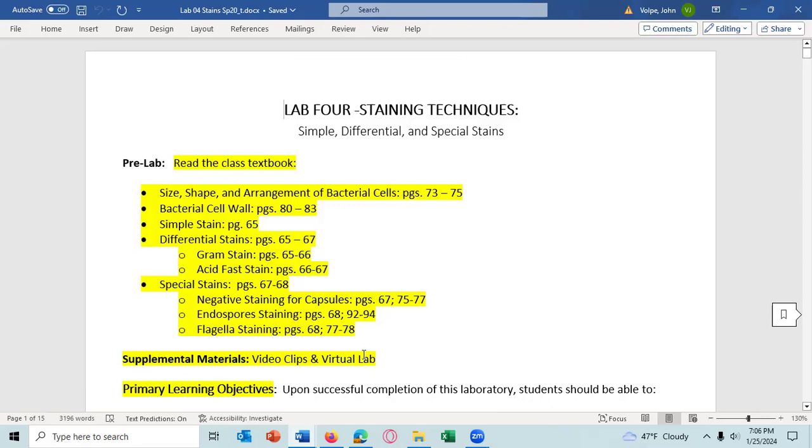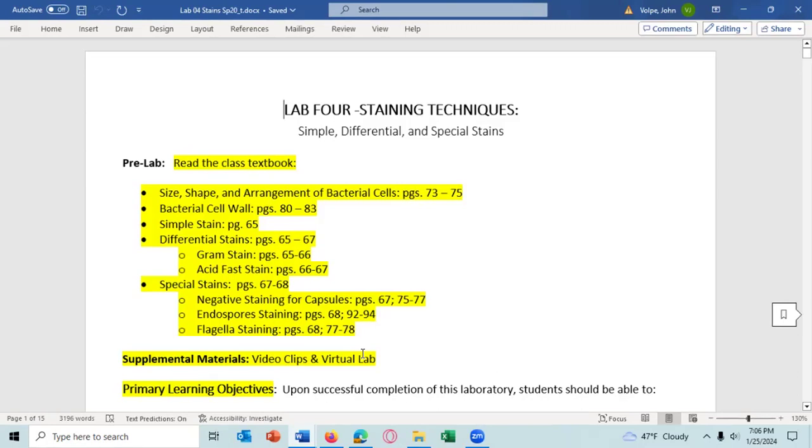You can read about the size, the shape, and the arrangement of bacterial cells. You can read about the bacterial cell wall, the simple stain, and differential stains. Of the differential stains, there's the gram stain and the acid-fast stain. There are other differential stains, but we're not going to discuss any others. And then you can read about the special stains.